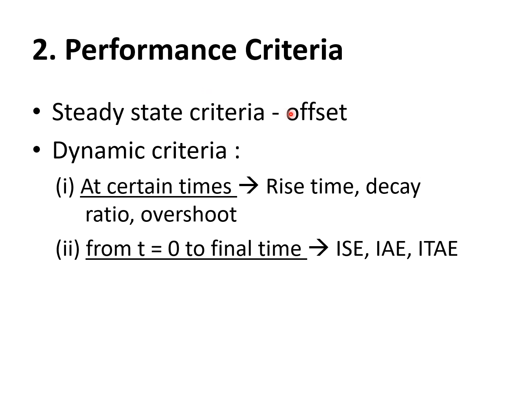Basically, the performance criteria are broken down into two. One is the steady state criteria, which is at one point only, and one of them is the offset, which is at the end, at time infinity, a very long time. The other is the dynamic criteria. Dynamic criteria is broken into two types. One is at certain times. What is the rise time at that point? What is the decay ratio for two points? What is the overshoot at the first overshoot point, and so on. So these are dynamic criteria, but they are at certain times.